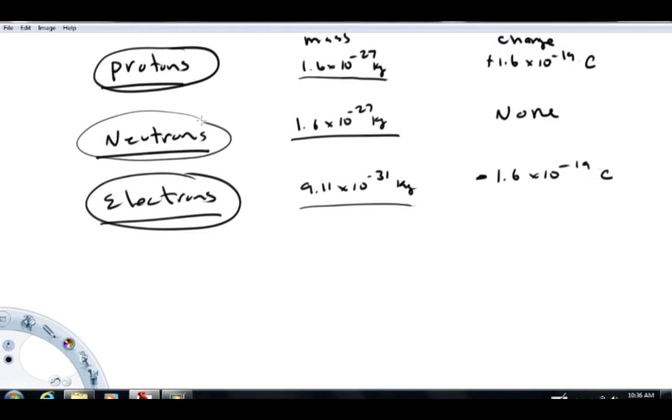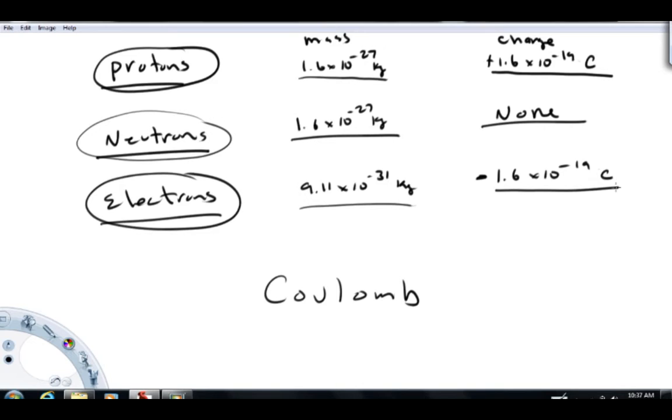The property that the protons and the electrons carry that quantifies this attractive or repulsive force is called charge. Charge is measured by the quantity called the Coulomb. I've written the charge of these three particles over on the right. The charge of a proton is 1.6 times 10 to the minus 19 coulombs. The charge of a neutron, well, I put none here. Neutrons do not carry a charge because they don't exhibit this force property. And electrons carry a charge that's the same as the proton, 1.6 times 10 to the minus 19 coulombs.